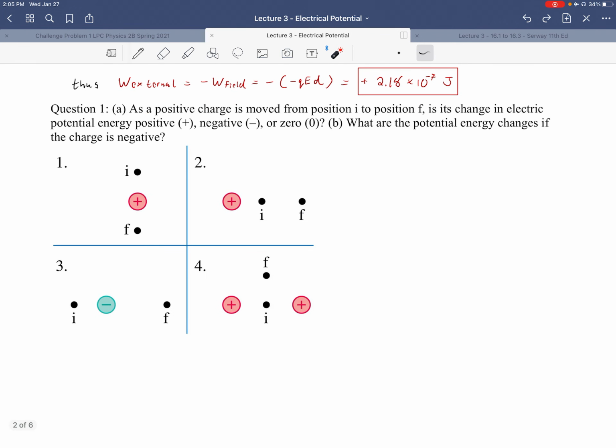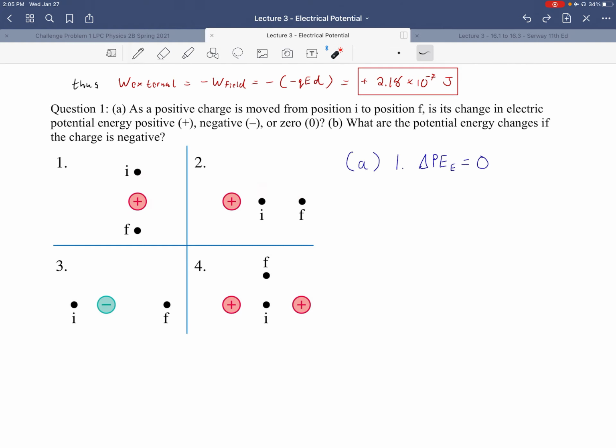Okay, so part A of our concept question. As a positive charge is moved from position I to position F, so initial to final, is its change in electric potential energy positive, negative, or 0? And then what happens if it's a negative charge? So the idea here is initially I'm moving a positive from here to here, and then here I'm going to be moving a positive from here to here. You get the idea. Okay, so let's run through the cases.